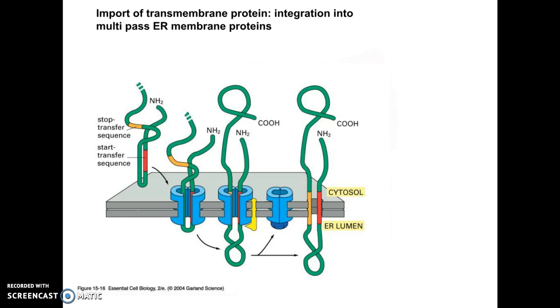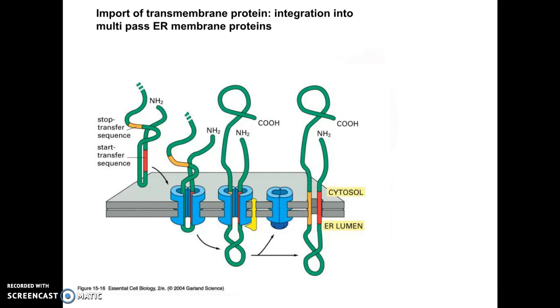2, 3, 4. The largest family of genes in your genome is 7-pass transmembrane proteins, what we call the G protein coupled receptors. So you just have to have a start, a stop, a start, a stop, a start, a stop, and a start.